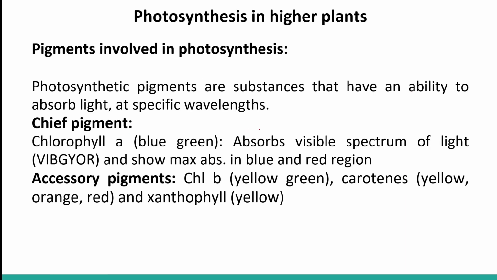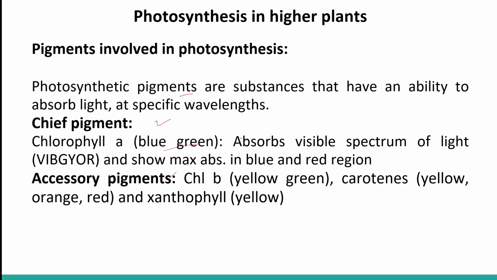Now let us discuss the pigments that are involved in photosynthesis. First, let's define what photosynthetic pigments are. Photosynthetic pigments are the substances that have the ability to absorb light at specific wavelengths. Photosynthetic pigments in plants are basically of 2 types. First are the chief pigment or the major pigment, and second are the accessory pigments. The major pigment involved in photosynthesis is chlorophyll A, which is blue-green in color.